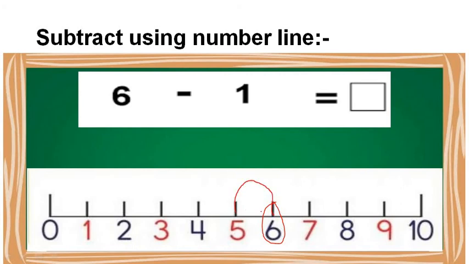Okay. By moving one step backward, we reach at number 5. So with the help of number line, I can say that 6 minus 1 is equal to 5. Understand? Is it clear? Let's make some more practice so you can understand well.